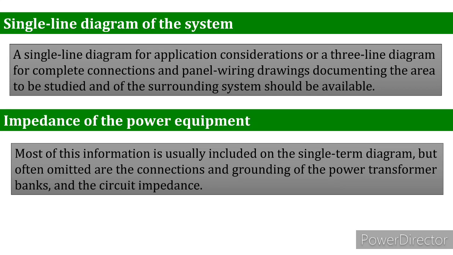The second one is the impedance of the power systems or power equipment. Most of this information is usually included on SLDs, that is single line diagrams, but often omitted are the connections and grounding of the power transformers, banks, and the circuit impedance. Like phase sequence is necessary when a three line connection diagram is required.